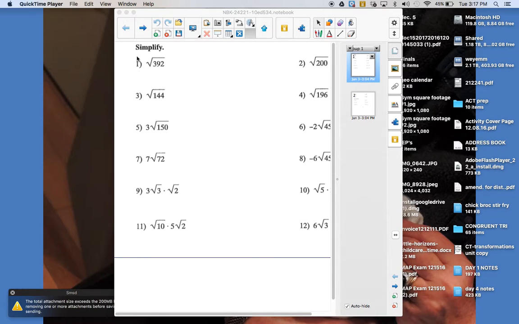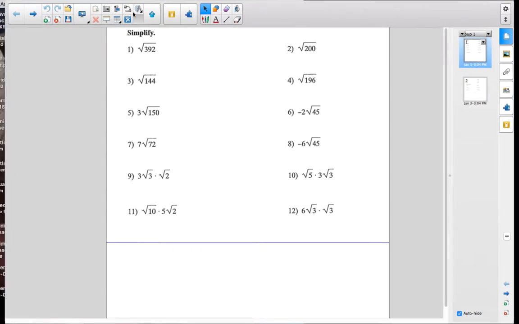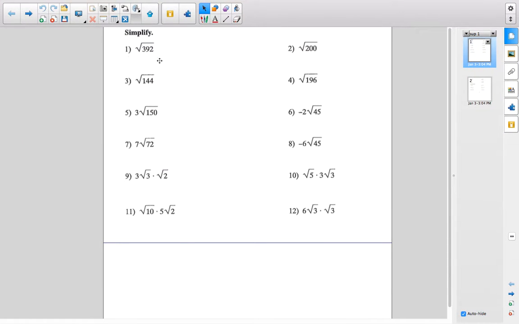Okay, today's lesson is on simplifying radicals. In order to do well in this unit, we need to be able to simplify radicals that are maybe not perfect squares. So first we want to think about what numbers are perfect squares.